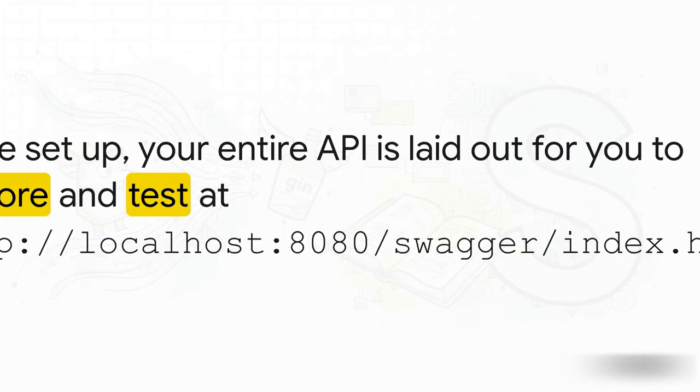And once it's all running, all you have to do is go to this URL in your browser. Usually it's just /swagger/index.html, and boom, your entire API is right there, laid out for you, ready to explore and test in real time.